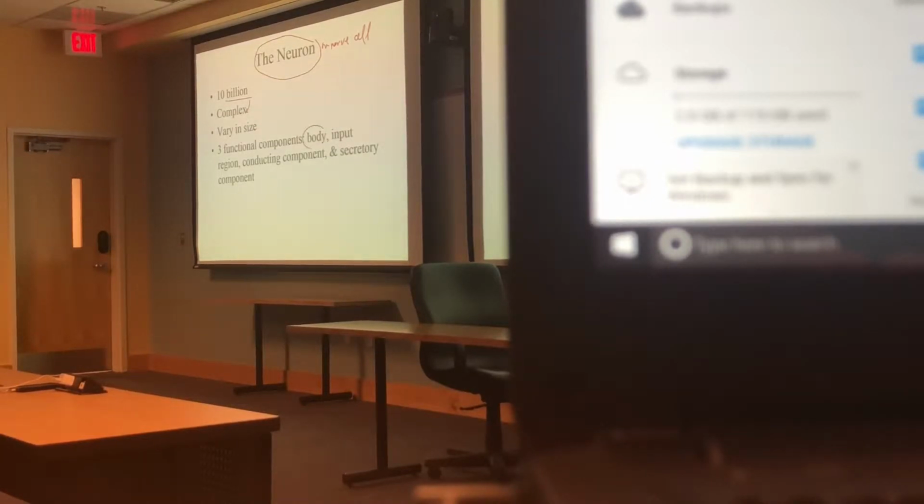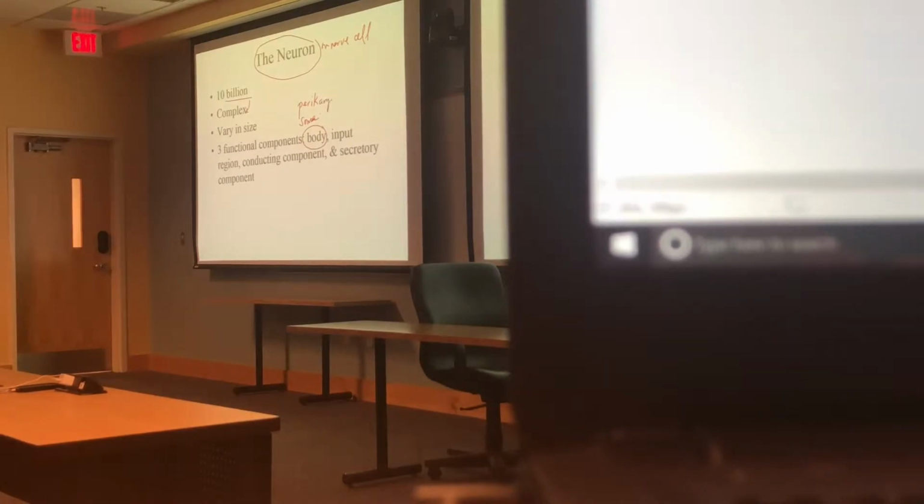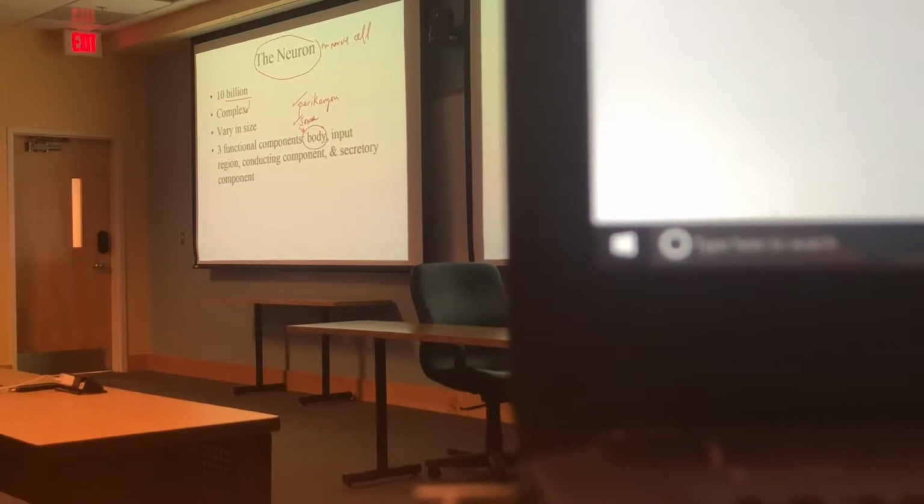Okay, you have a body, or they also call it the soma, right? Or another term that describes the body of the neuron, the nerve cell, is called a perikaryon. So all these terms, guys, perikaryon, soma, or simply nerve cell body, all describe the body of the neuron. Okay. Then you have what's called the input region, right?